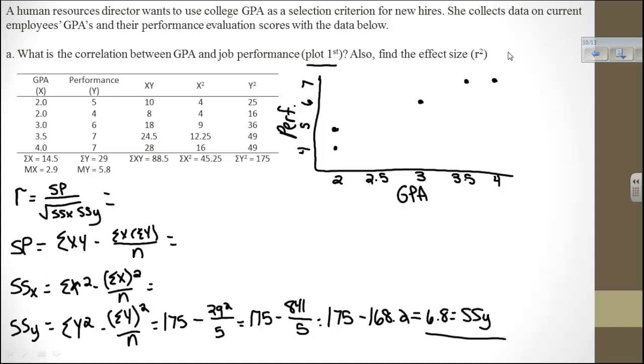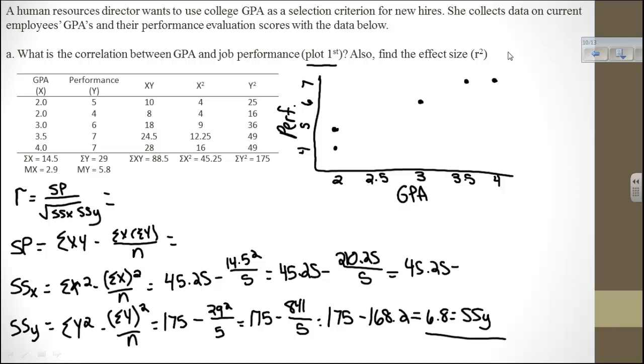All right, sum of squares x. So sum of x squared, 45.25 minus 14.5 squared divided by 5. 14.5 squared is 210.25. And we end up with 3.2 for sum of squares x.